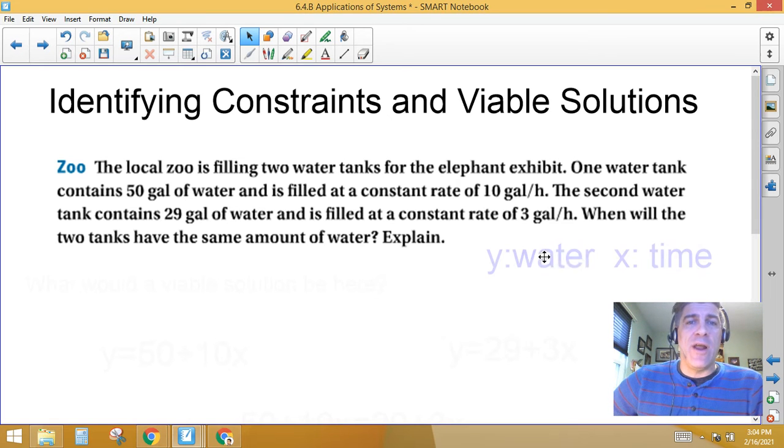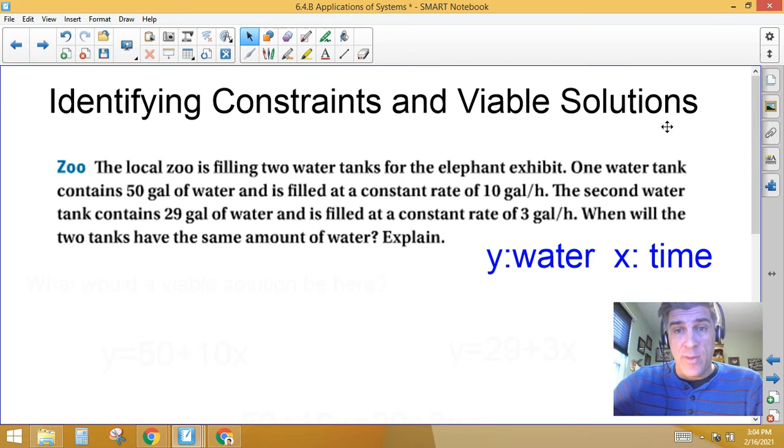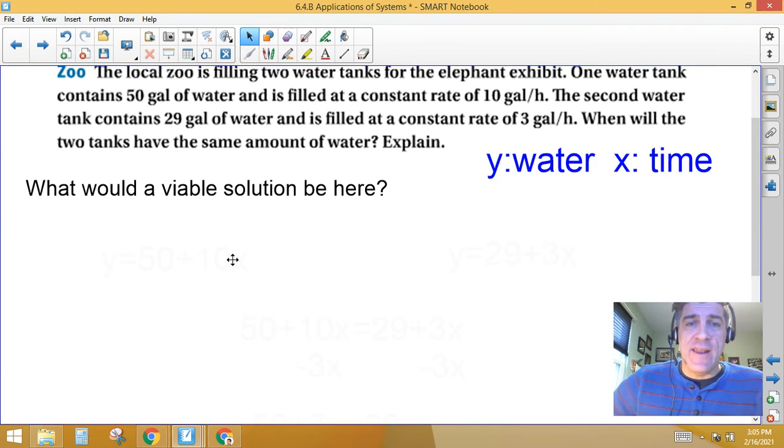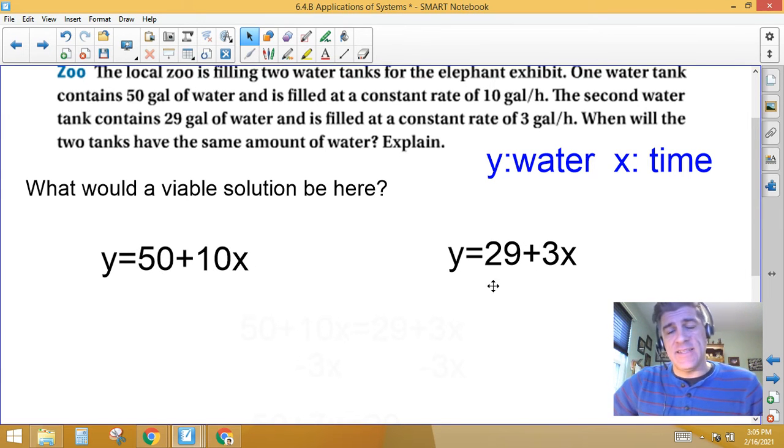Similar to the last problem, we want to identify our two variables. Define y will be the amount of water, and x will be the amount of time. What would be a viable solution here? Choose from the list. What would be viable to you? Now let's create our system. The first tank, y equals 50 plus 10x. The second tank, y equals 29 plus 3x.